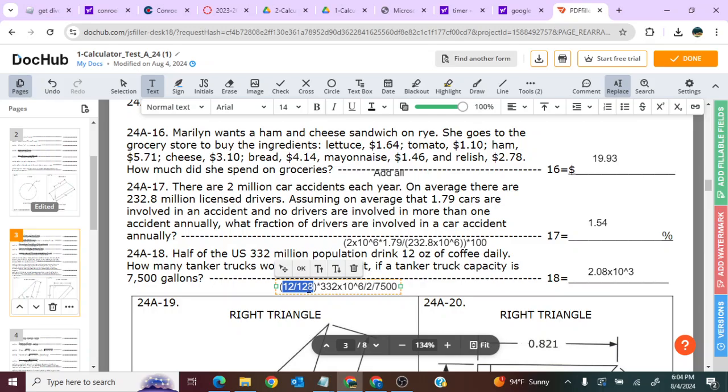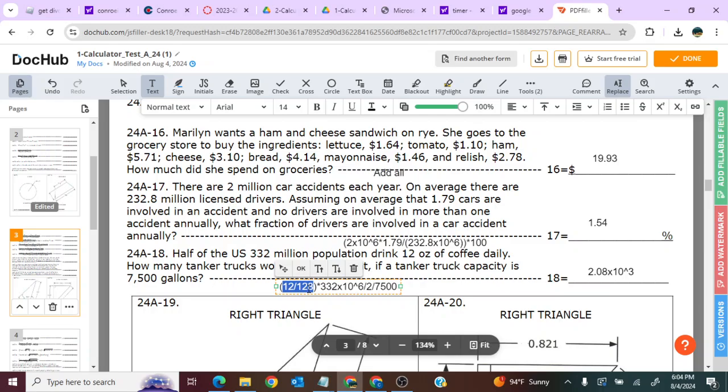If you don't know that, you can go to side tools, press apps, scroll up until you see side tools. Then you go to volume. And then you can plug in 12 ounces and convert to gallons. And you'll see that 12 ounces is equivalent to 0.09375 gallons.